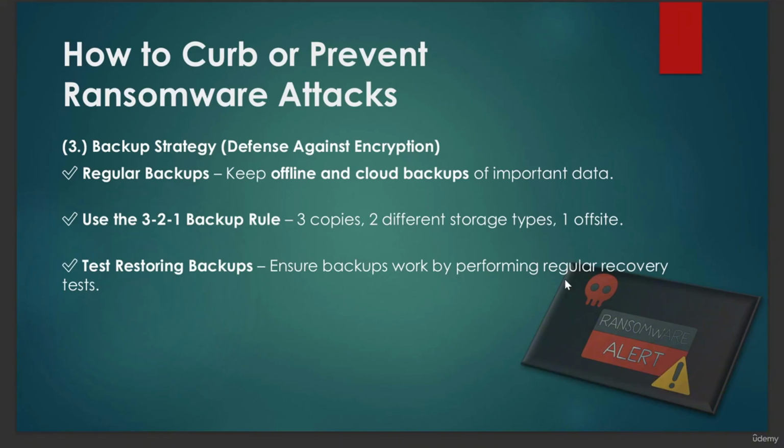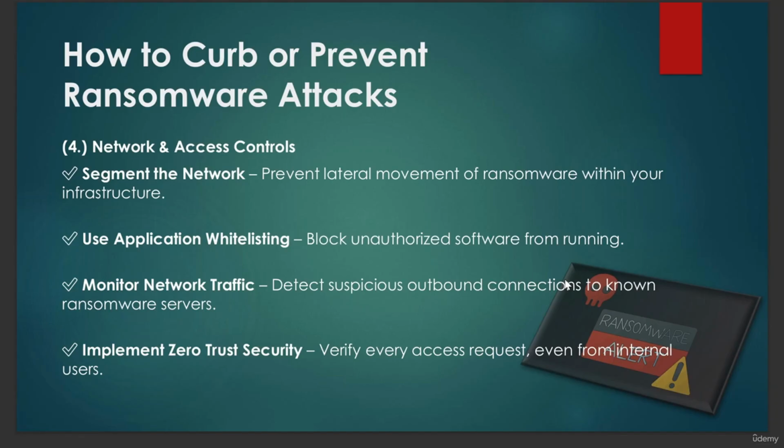So these are what you need to do to help curb or prevent ransomware attacks. Let's move on. All right, so we have network and access controls as the fourth one. Now, under this, we have segment the network. Prevent lateral movement of ransomware within your infrastructure.